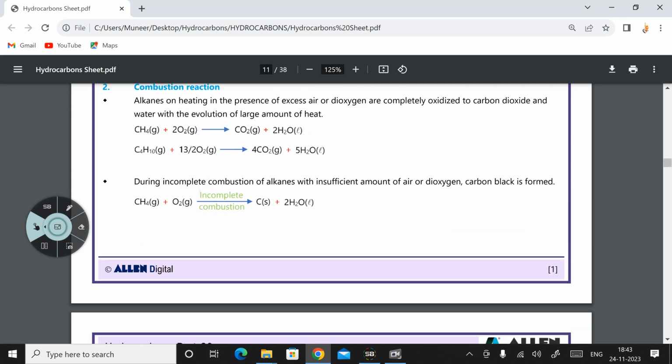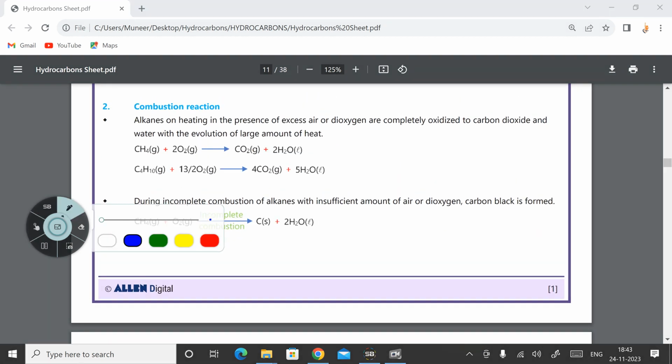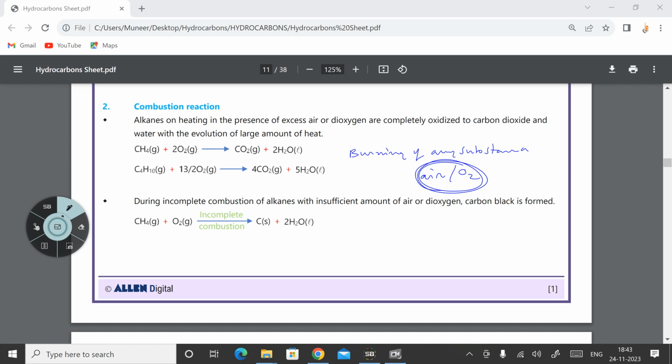Completed? Now look at the board. Next, combustion reaction, very, very important. Different types of reactions are there. Combustion means burning of any substance in the presence of air. Air means nothing but oxygen. Burning of any substance in the presence of air or oxygen is called a combustion reaction.